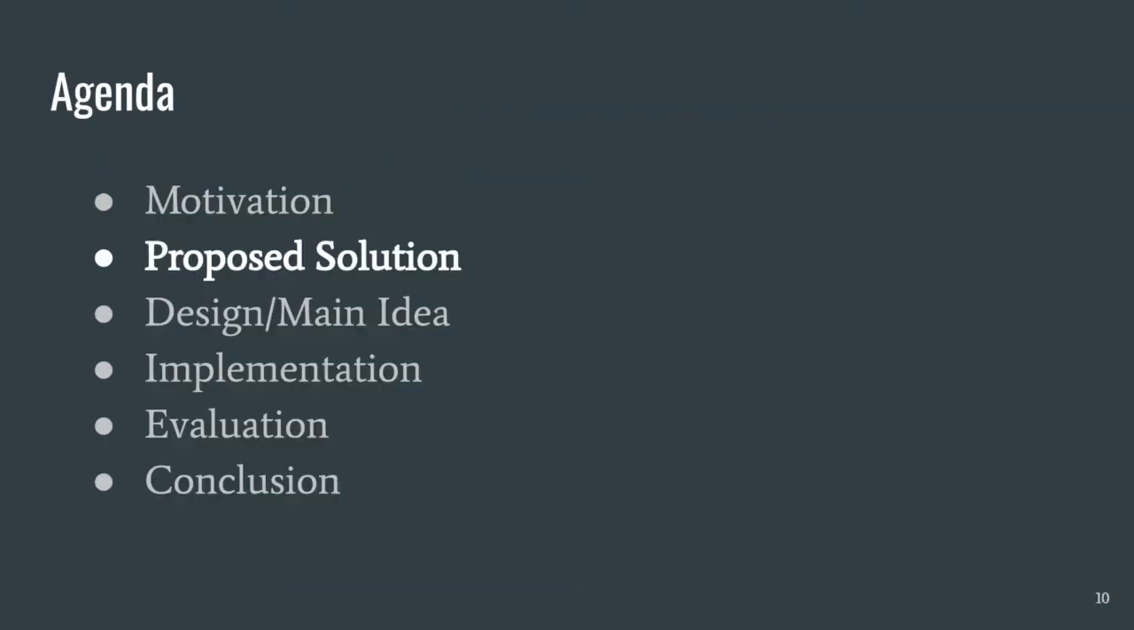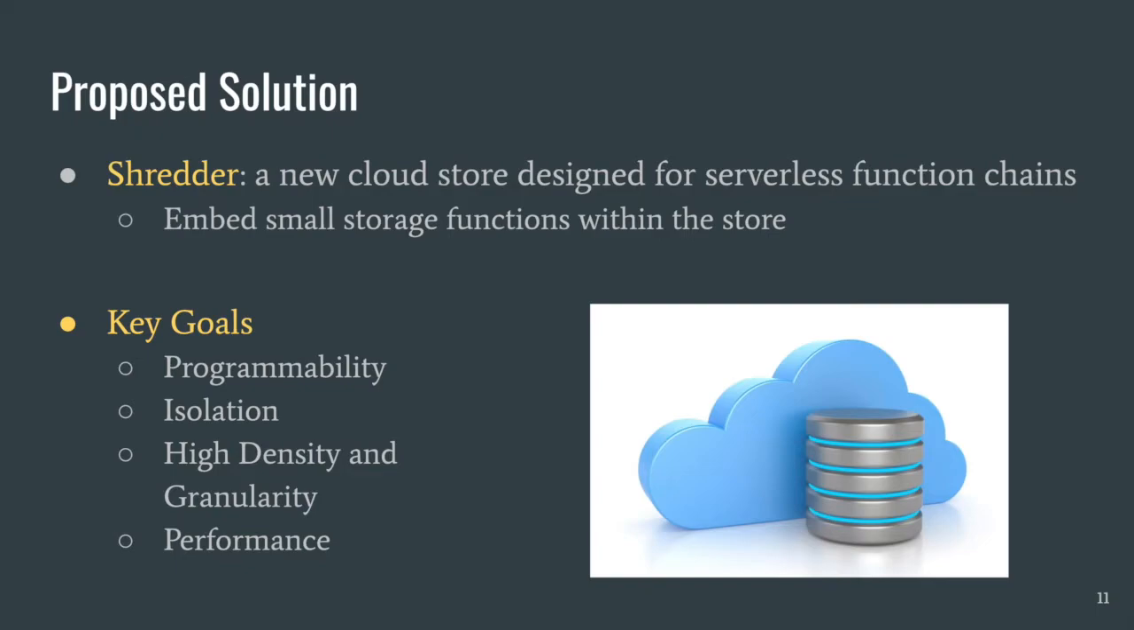And so next we want to talk about the proposed solution that's mentioned in the article. The proposed solution mentioned in this research paper is Shredder. And what is Shredder? It's a new cloud store designed for serverless function chains. How it works is it embeds small storage functions within the store. And Shredder has 4 main key goals here.